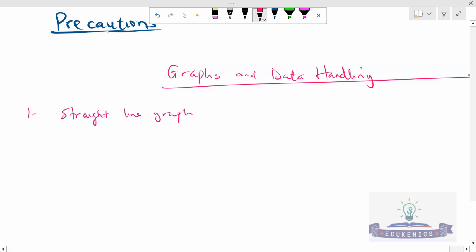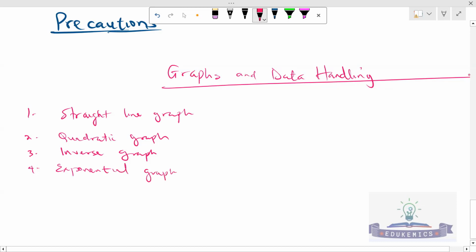We have the quadratic graph, the inverse graph, and the exponential graph. These three are mainly curves.